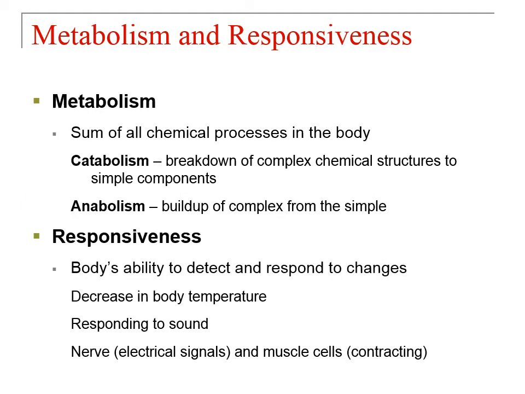So we look at metabolism first. Metabolism is the sum of all the chemical processes found in the body. It's broken down into either catabolism, which is the breakdown of complex molecules into smaller components, and the flip side of that, anabolism, which is the buildup of the complex from the simple components. Very simply, think about eating table sugar, where it breaks down into glucose and fructose, which can be restructured to form other carbohydrates, or converted into ATP.